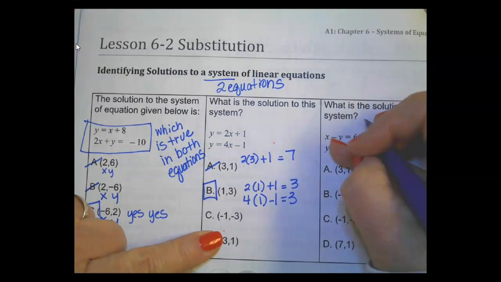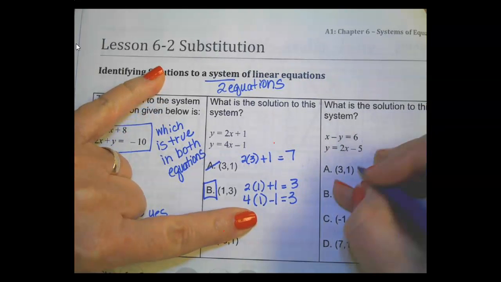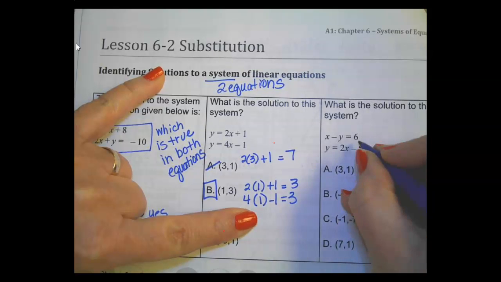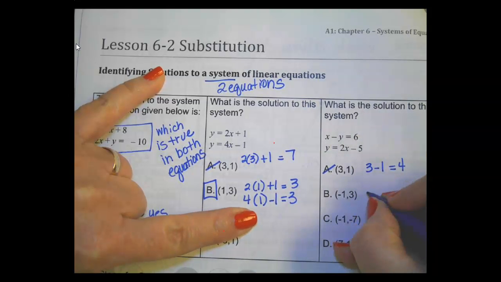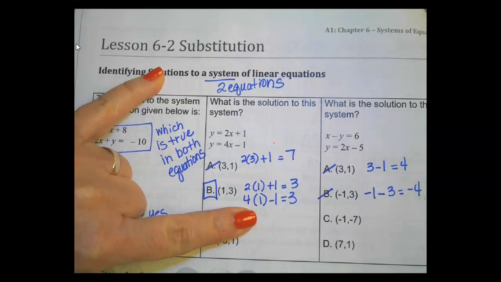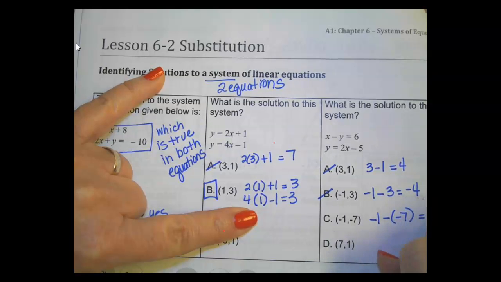Let's try the next one. Remember, these are my x and y's. So this one would be 3 minus 1 equals 4. It does not equal 6. He's out. Next one. Negative 1 minus 3. That's a negative 4. He's out. Negative 1 minus a negative 7. That's a negative 1 plus 7. I think that equals 6. So that's a contender.